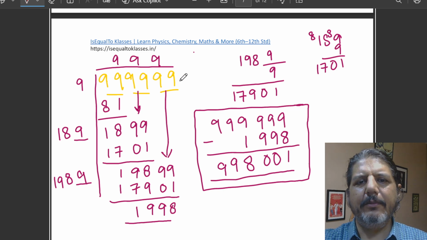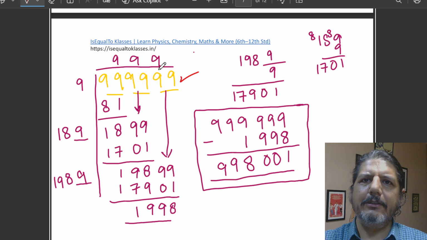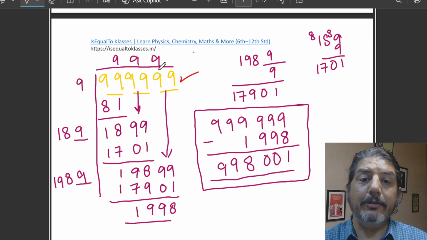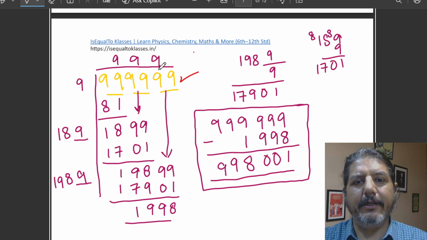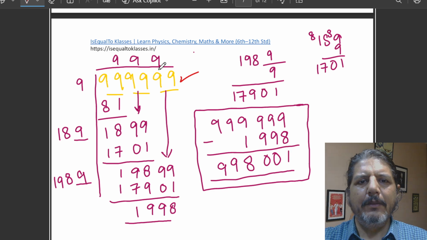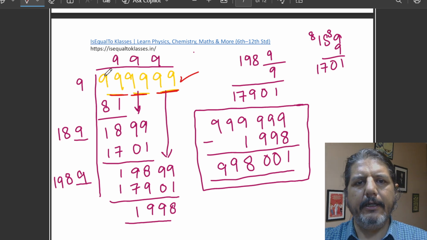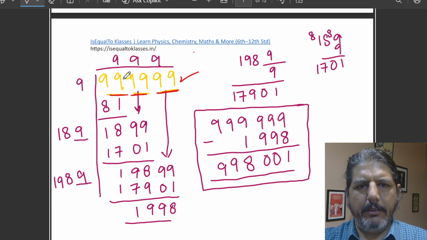This is a number I've taken. I'll be using the long division method of finding the square roots. If you are not aware how to use the long division method of finding the square roots, please look at the lecture which is given in the comment section. So I'll be making pairs of numbers like this, and 9 nines are 81, 9 ones are 9, 18, 99.